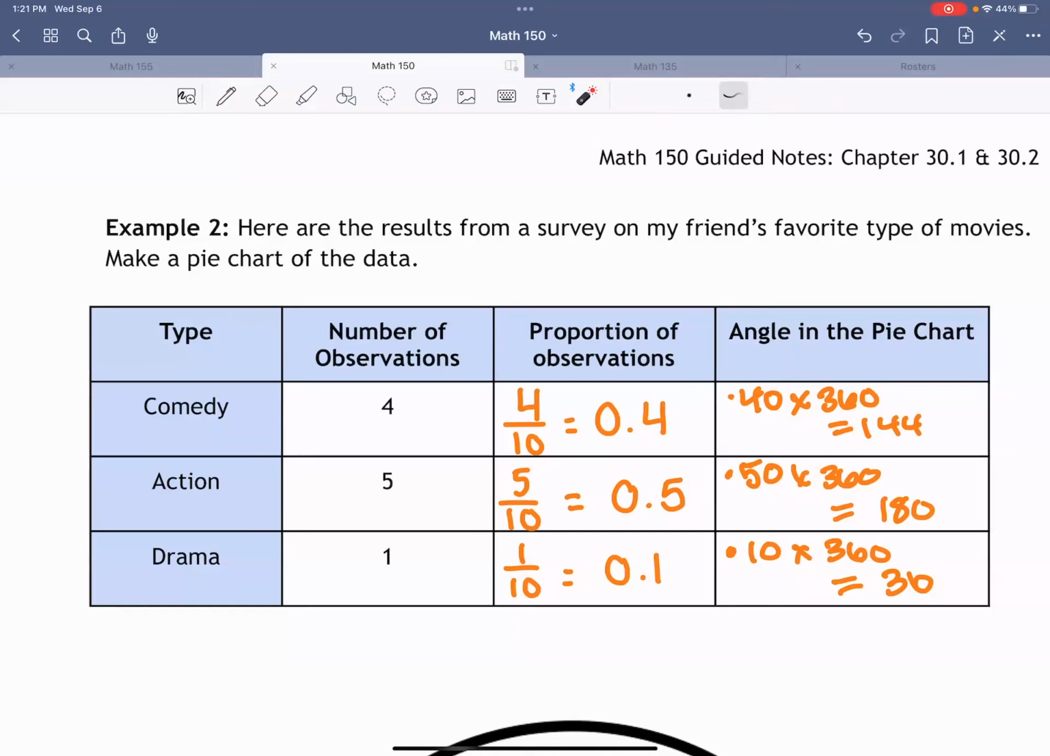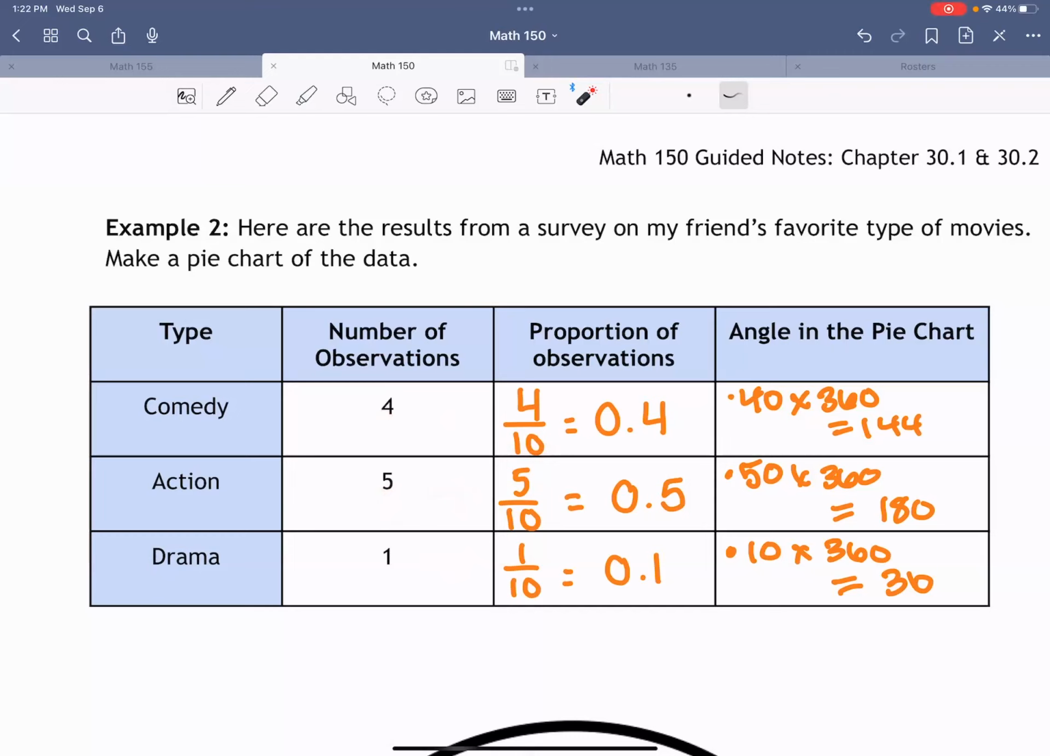So I added up 4 plus 5 plus 1. So that's 10. And then I divided 4 by 10, 5 by 10, and 1 by 10. Perfect. Perfect job. I guess not much to explain there, but very nice job.